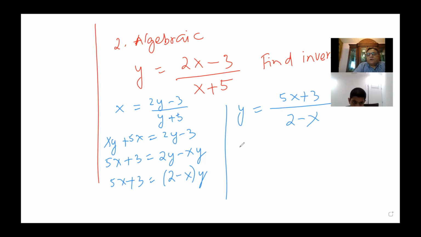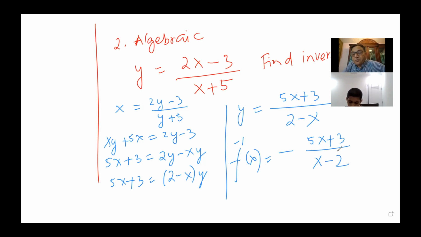At times, we may write this inverse as minus of 5x plus 3, since in the denominator we would like to write x first. You get the idea, right? x minus 2. So that becomes the inverse of this particular function. Is that clear to you? As an exercise, can you find the domain and range of this particular function first?